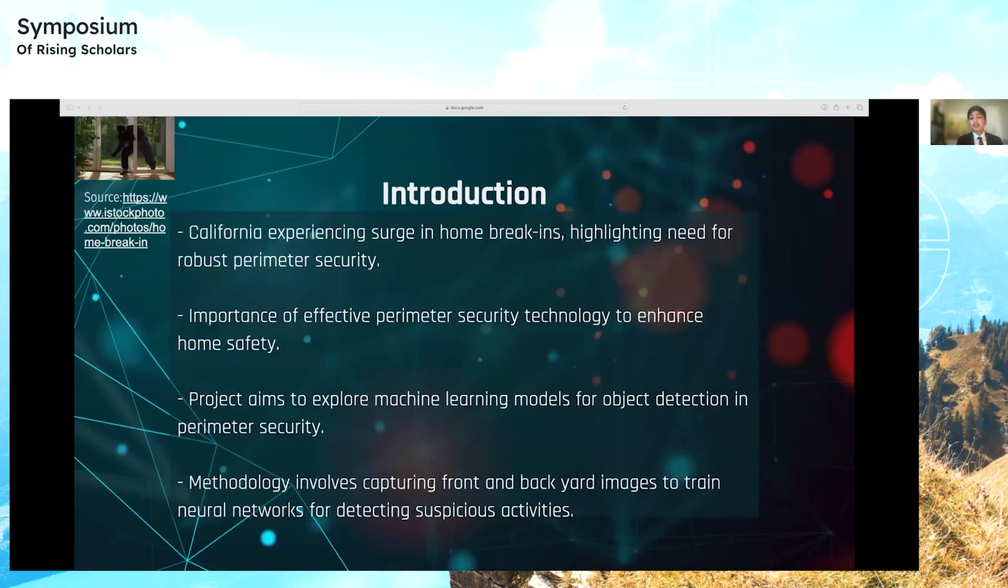Introduction. Recently, California has been experiencing a surge in home break-ins. This highlights the importance and need for an effective perimeter security technology to enhance home safety. This project aims to explore machine learning models for object detection and perimeter security. Our method involves capturing front and backyard images to train neural networks for detecting suspicious activities.